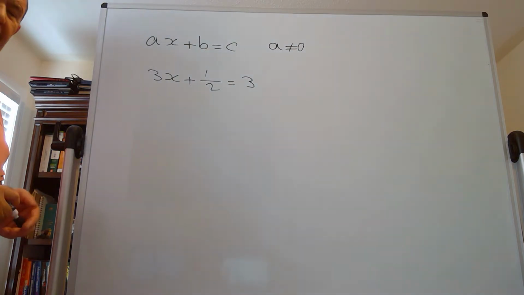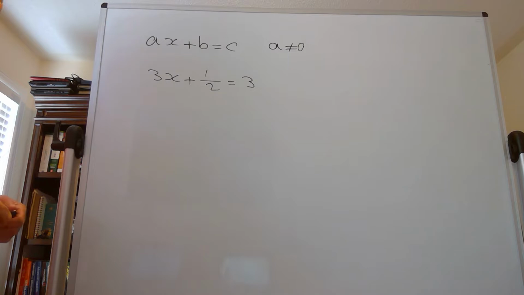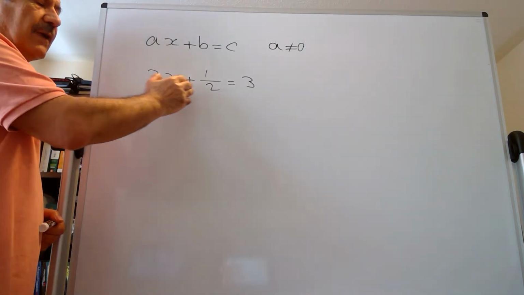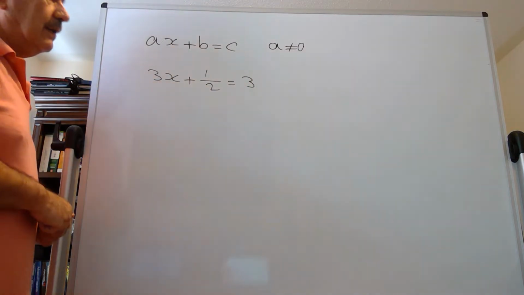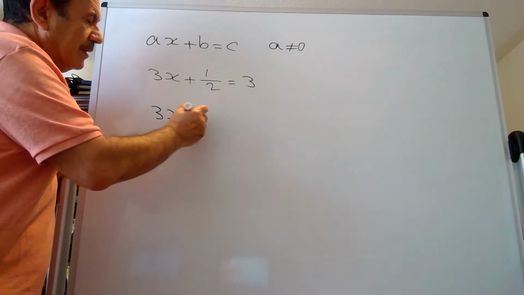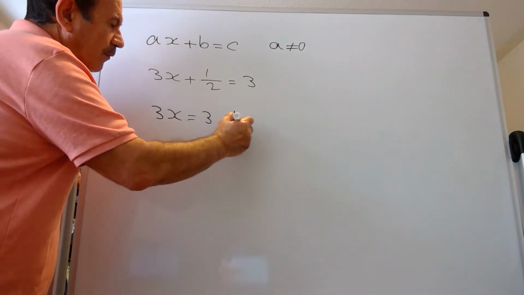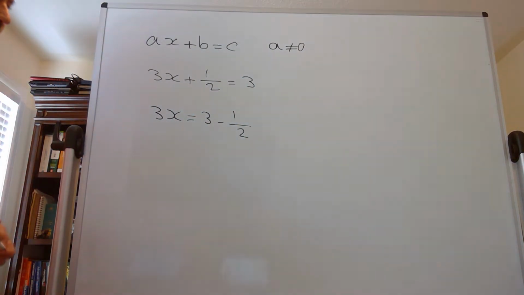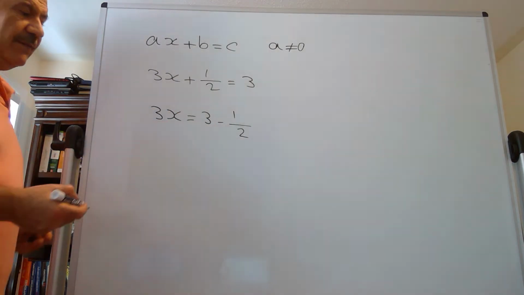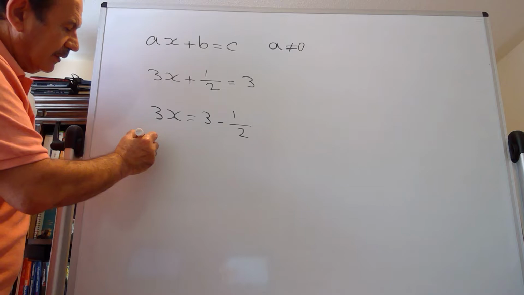In solving this one, again the general rule is I need to move this 1 over 2, the constant, from the left side to the right side and change the sign. So I can say 3x is equal to 3 minus 1 over 2. And remember, for subtracting fractions, we have to find the common denominator.